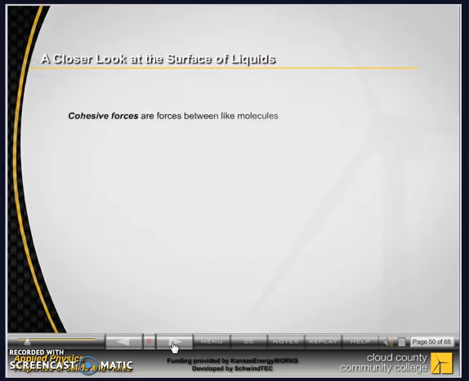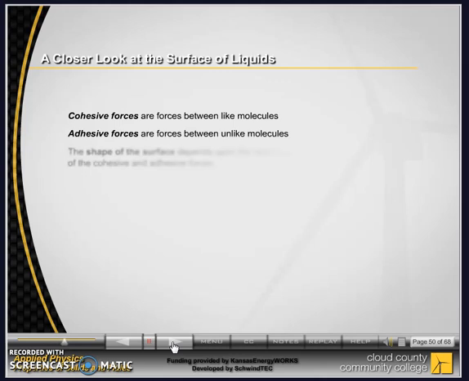Cohesive forces are forces between like molecules. Adhesive forces are forces between unlike molecules. The shape of the surface depends upon the relative size of the cohesive and adhesive forces.